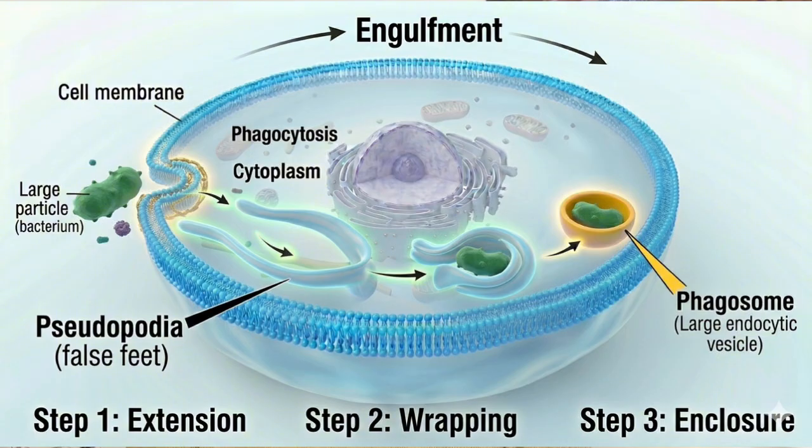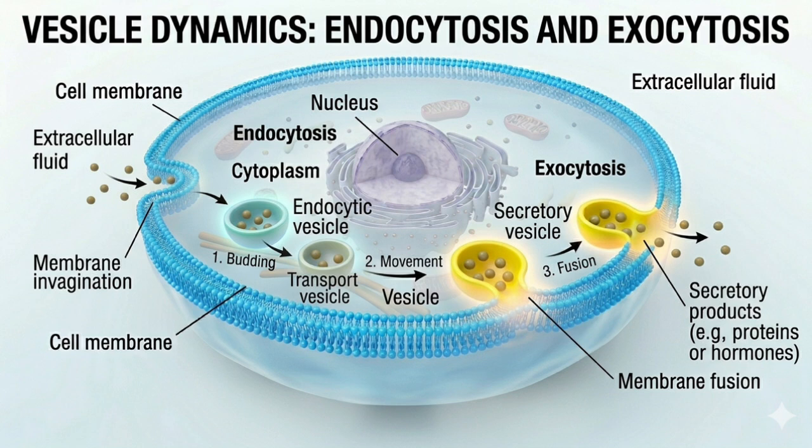Now consider the opposite process, exocytosis. This is the movement of substances out of the cell using vesicles. Exo means outside, and the mechanism is just as fascinating. A vesicle inside the cell moves towards the membrane, fuses with it, and releases its contents outside. This is how cells secrete hormones, release enzymes, and expel waste.